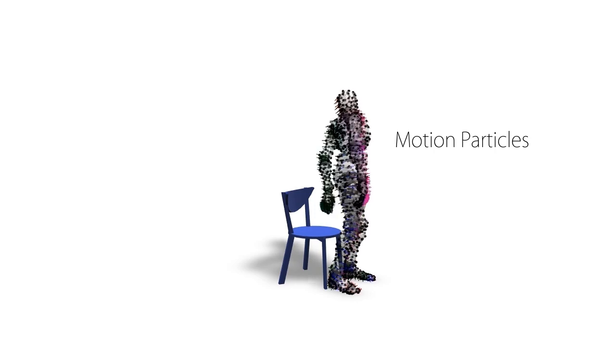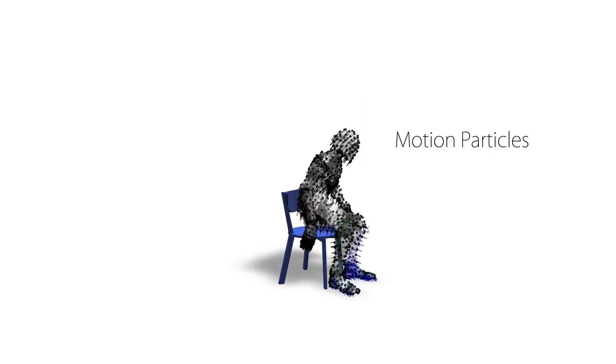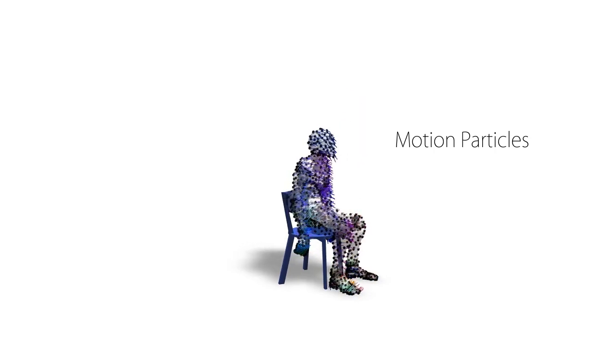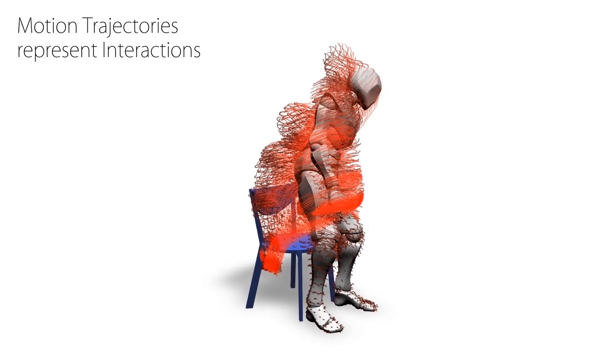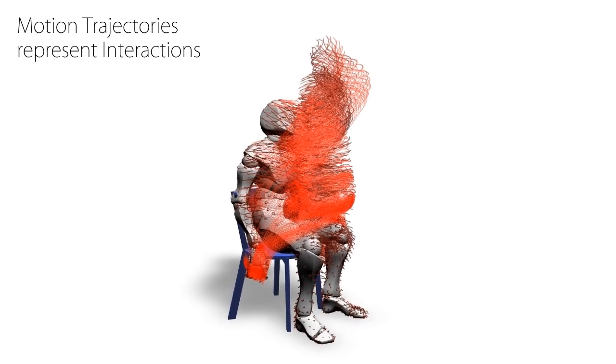To capture an interaction, we distribute particles on the surface of the motion driver. We track motions by placing sensors in the interaction space of the motion receiver. Each sensor defines a cuboidal region that allows us to track bypassing motion particles. Tracking particles in these sensor regions allows us to capture their motion trajectories.